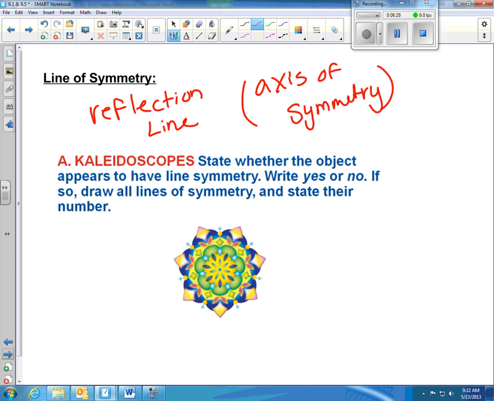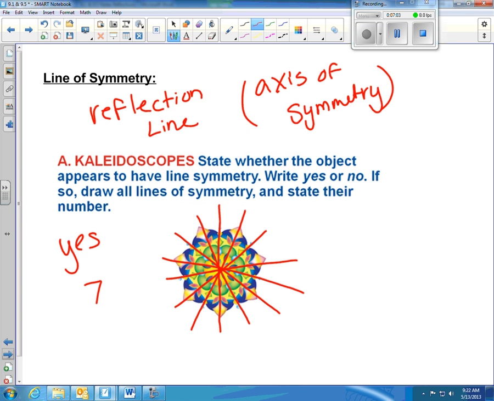All right, so state whether the object appears to have a line of symmetry. Right, yes or no? If so, draw all the lines of symmetry and state their number. So we're going to be looking at this image. Is there anywhere that I could draw a line and fold it over there and it will be reflected? Well, yep, if I see right here, I can fold it over, it's reflected. So I'm going to say yes, and now I'm going to find all of them. So there's 1, 2, 3, 4, 5, 6, and 7. So there are 7 lines.